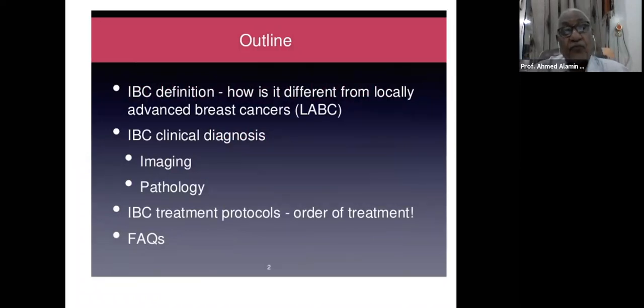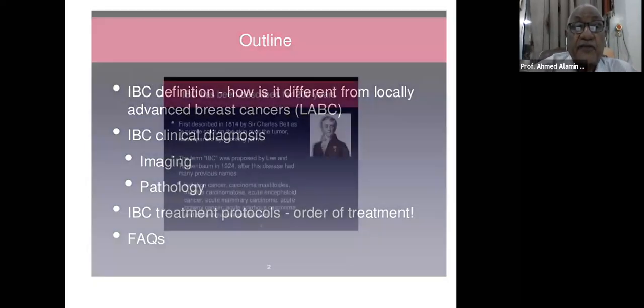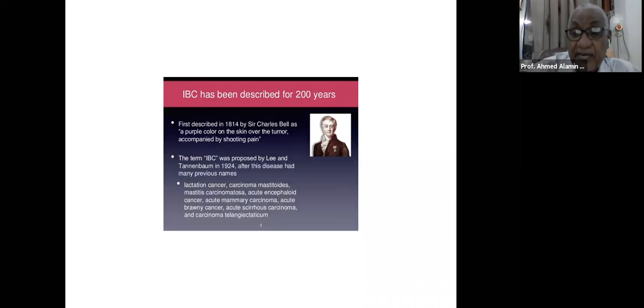It is different from locally advanced disease for many reasons. Clinical diagnosis is the mainstay of diagnosis of inflammatory breast cancer. Imaging and pathology are not conclusive in most cases. Inflammatory breast cancer treatment protocols, order of treatment, and then questions. Inflammatory breast cancer has been described for 200 years.